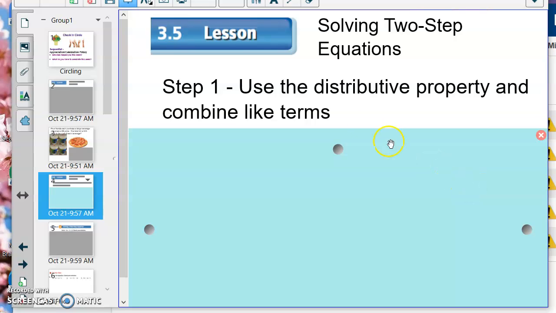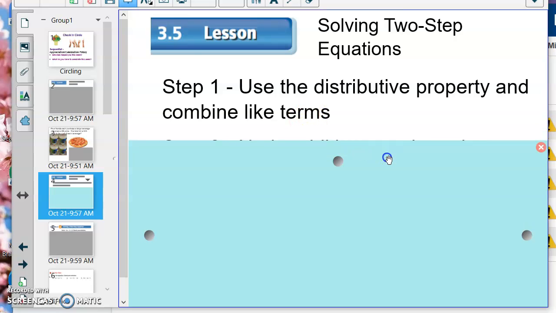All right, welcome to my lesson on 3.5, solving two-step equations. So first up, step one to solve two-step equations is to use the distributive property and combine like terms. Sometimes some of the problems we're solving today you will not have to do this step, but there will be some today that you will have to do this step first.